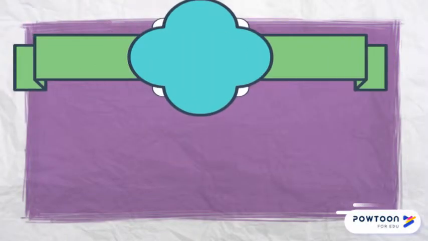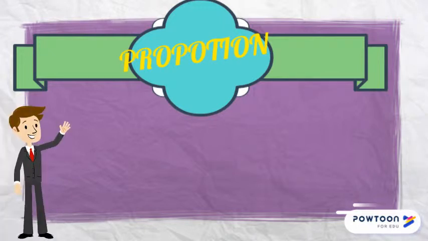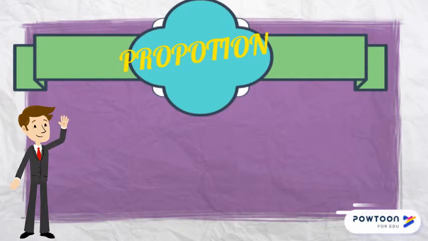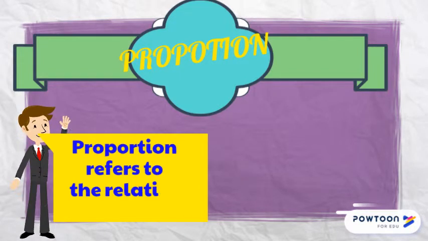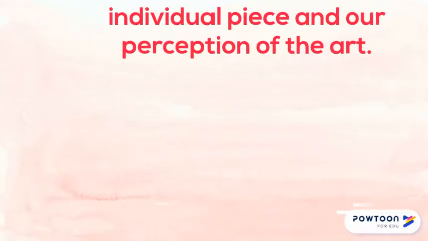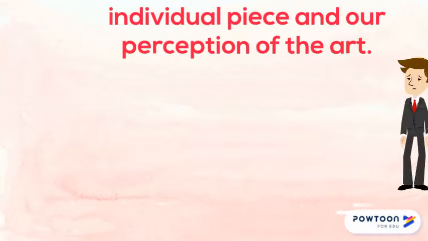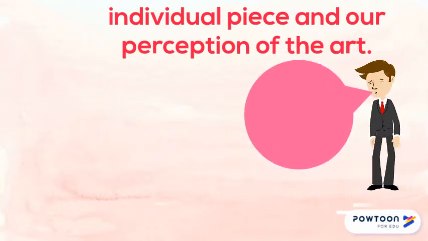Proportion refers to the relative size and scale of the various elements in a design, the relationship between objects or parts of a whole. Proportion and scale are principles of art that describe the size, location, or amount of one element in relation to another. They have a great deal to do with the overall harmony of an individual piece and our perception of the art. Scale is used in art to describe the size of an object in relation to another.